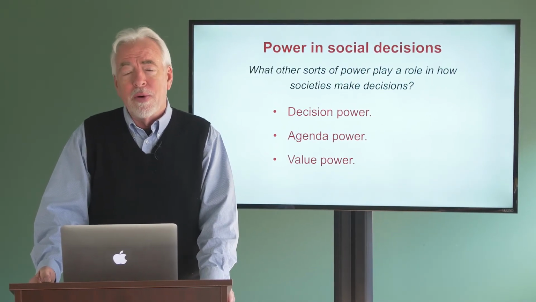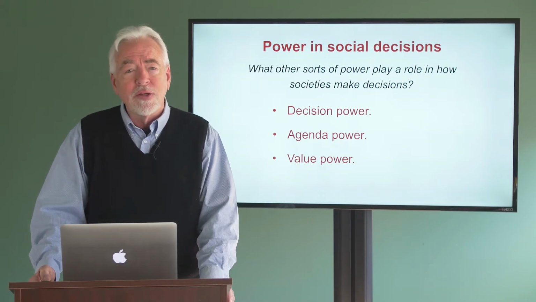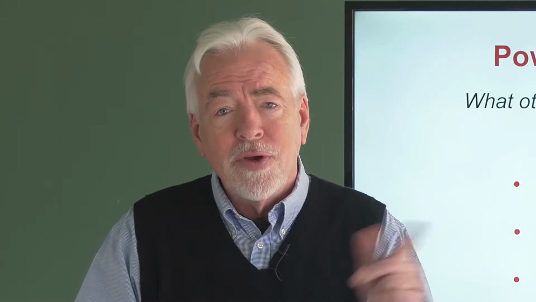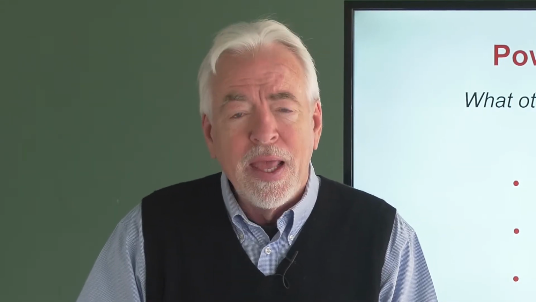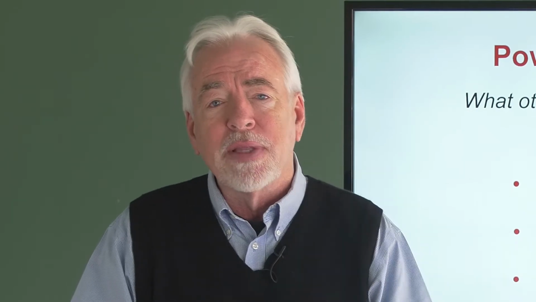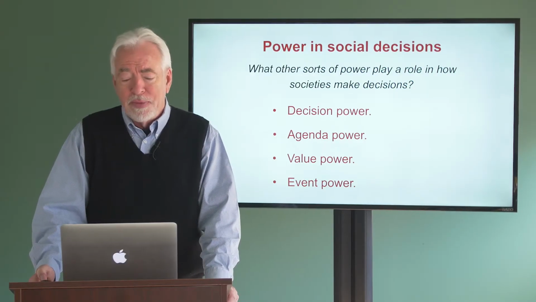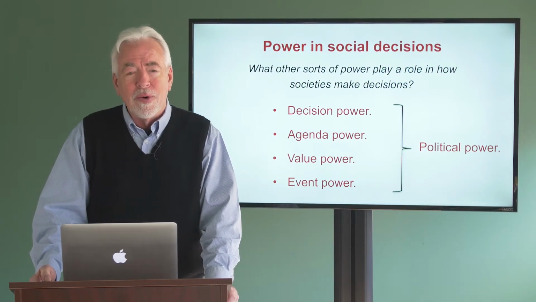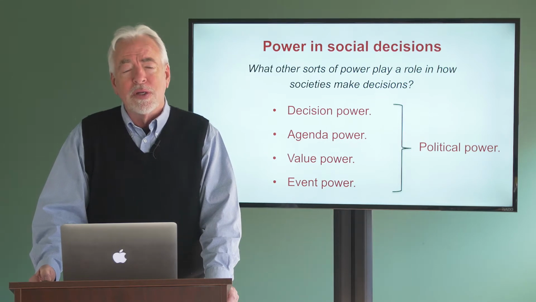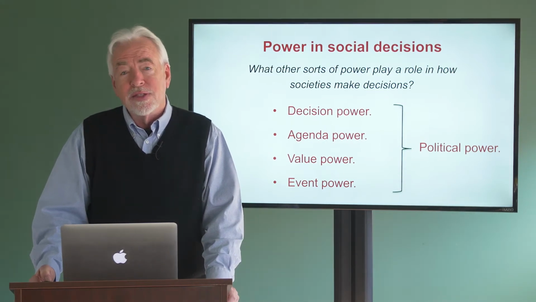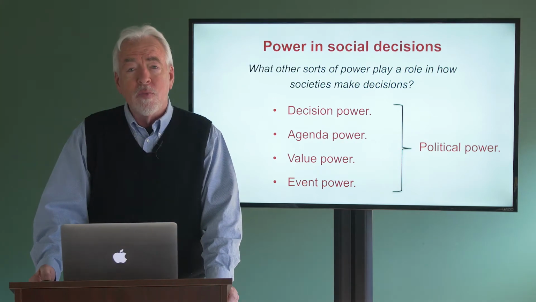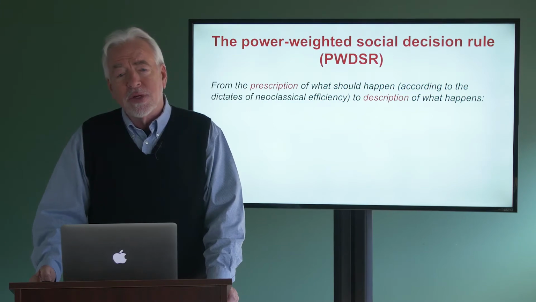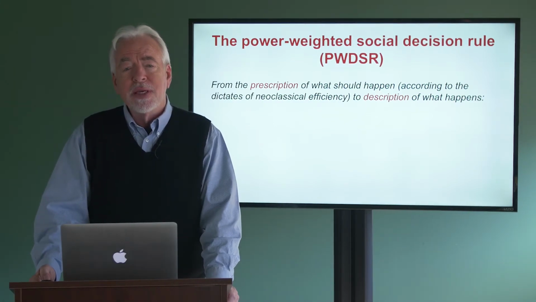They include value power, the power to influence other people's values and preferences so that even if something's on the agenda and they've got decision power, they're going to decide what you'd like them to decide. And they include event power, the power to simply alter the facts on the ground and present people with a fait accompli. These forms of power are called political power, and although they don't enter into the prescription of what should be done in the eyes of neoclassical economists, they enter into the real world in terms of what actually does happen.